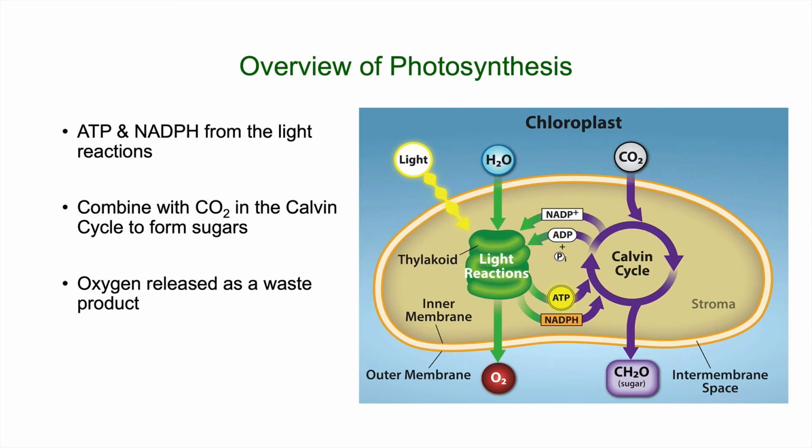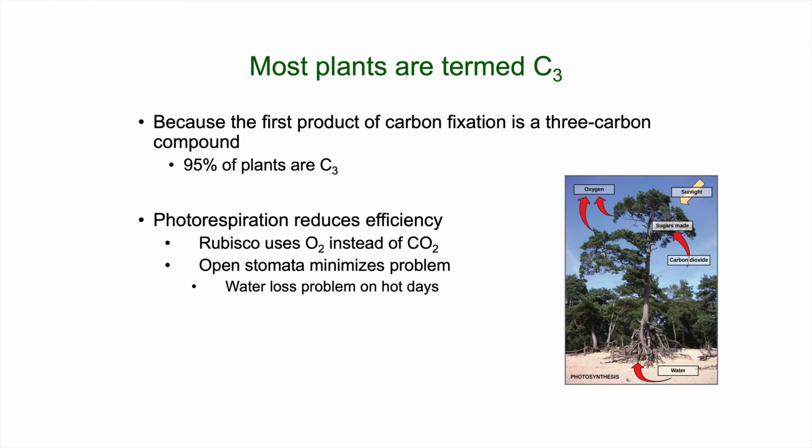So if we look at an overview of photosynthesis, ATP and NADPH from the light reactions are going to combine with CO2 in the Calvin cycle, and that's where we're going to make the sugars. Oxygen is being released as a waste product. Now, most plants are called C3 plants because the first product of their carbon fixation is that 3-carbon molecule, the process we just went through. Most plants utilize that form of the Calvin cycle in order to generate sugars. 95% of plants are C3.